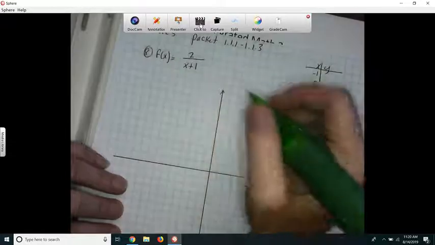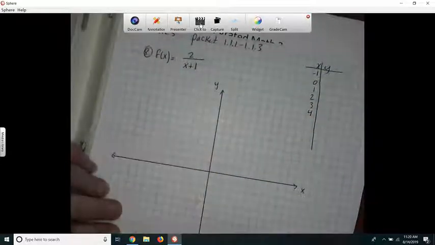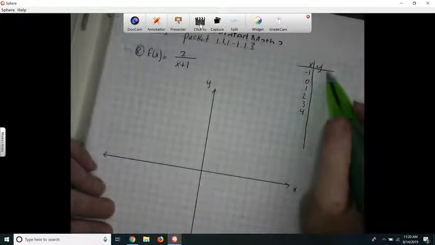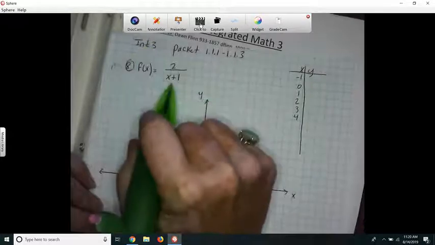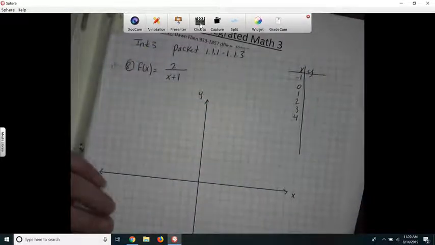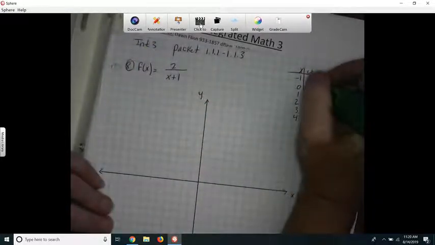This is X and Y. I'll put my arrows on here. And then I always pick the easiest points to plug in, so I just picked -1. Plug in -1, you'll get 2 over 0. So that's undefined.